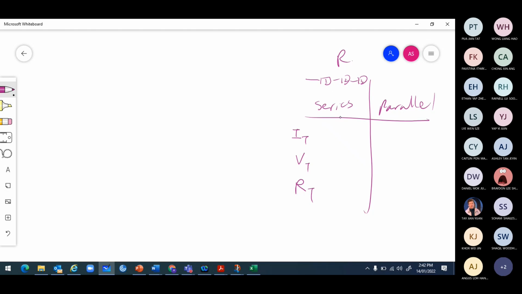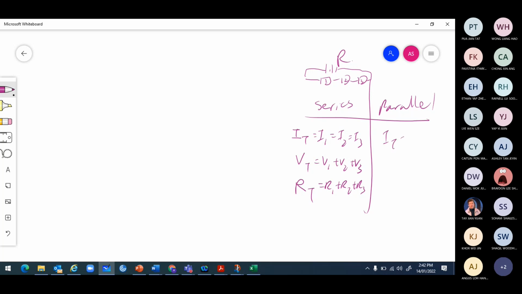Let's say for series, I total is what? If the resistors are connected in series, I total is the same as I1 equals I2 equals I3. Current is the same. Voltage is V1 plus V2 plus V3. Each voltage in series adds up to the total voltage for the circuit. Then the total resistance is R1 plus R2 plus R3, correct?